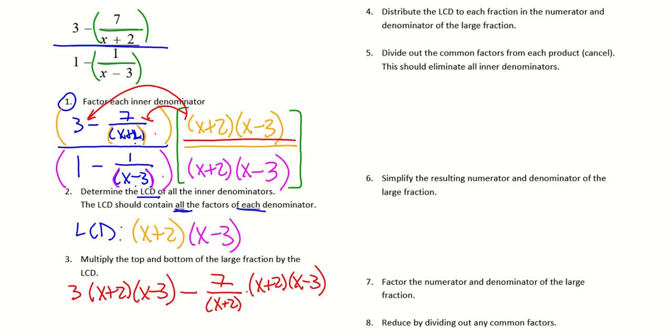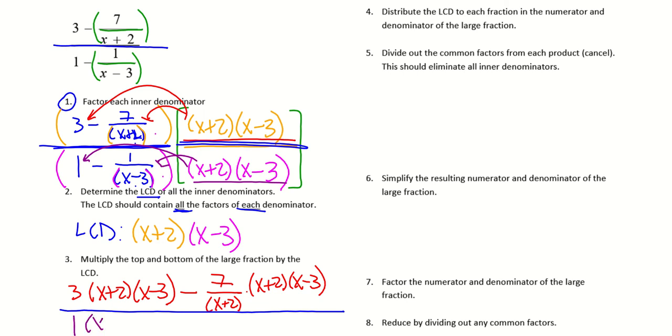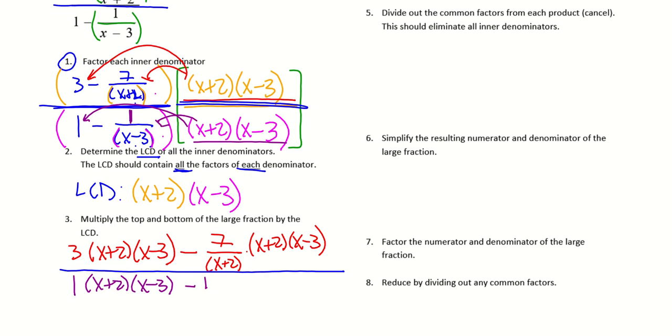Now, I have my big fraction bar, that's from this here, multiplied by this here. And I'm now going to take these factors and distribute them across this subtraction. So that gives me the 1 times the x plus 2 and the x minus 3, then minus this one here. Minus my fraction, which is 1 over x minus 3, times my factors x plus 2 and x minus 3.